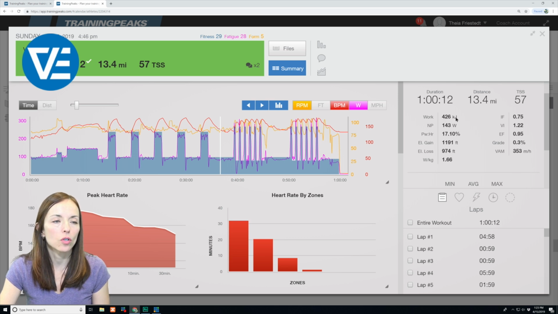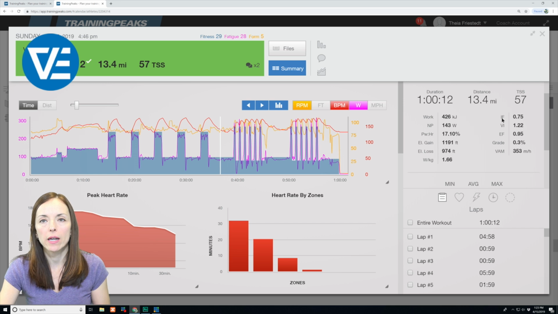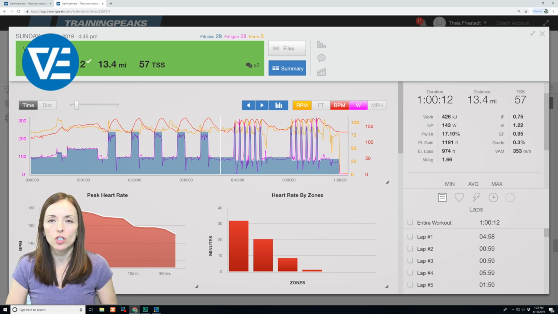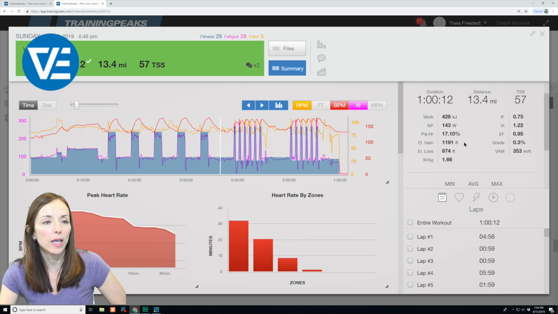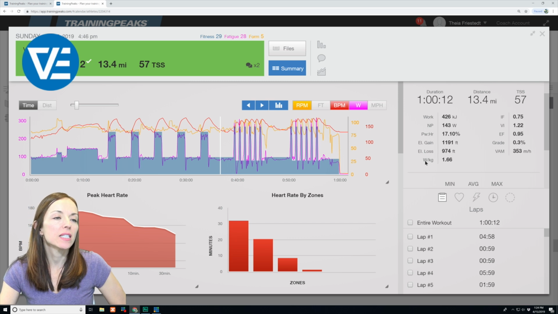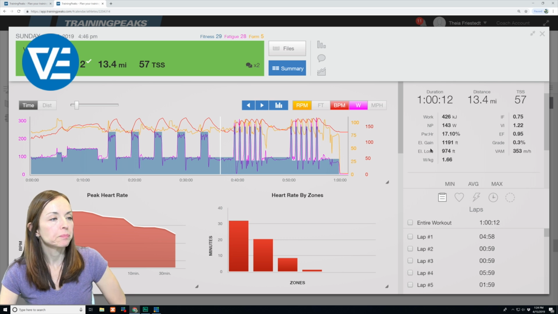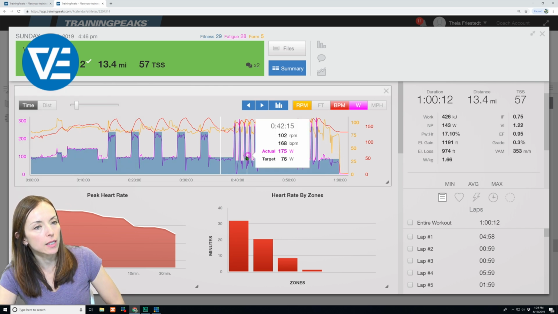And it shows, again, your work in kilojoules, meaning energy spent, which is similar to calories, not quite. IF, intensity factor. Variability index, that's another term that you can do a little search on Training Peaks and find out. Because this is a basic video, I'm not going to get into that. So you don't need to know that for now. But then we have watts per kilogram. This is simply a ratio of the watts you produced divided by your weight in kilograms. So for the full workout it was 1.66.